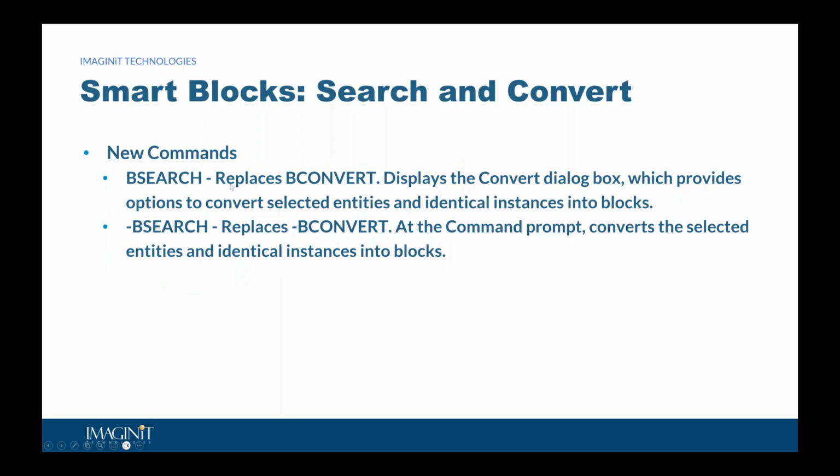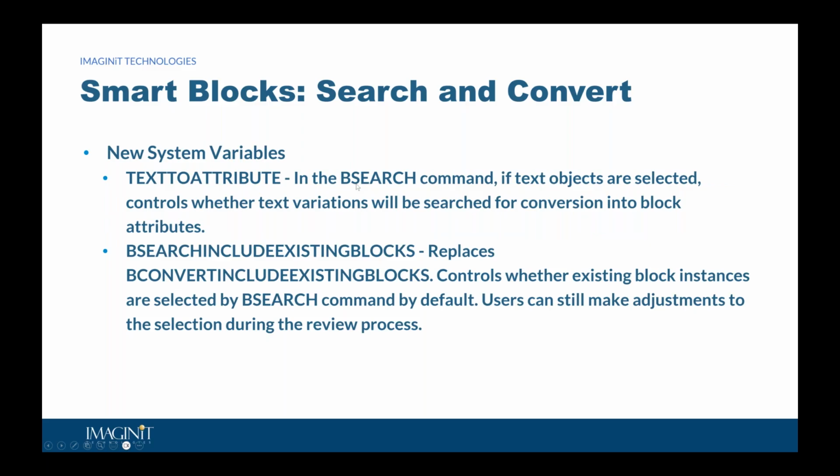New commands: bsearch now replaces bconvert, and -bsearch replaces -bconvert. That's all command prompt driven as opposed to dialog box driven. New system variables: text to attribute. In the bsearch command, if text objects are selected, it controls whether or not text variations will be searched for conversion into block attributes. The big one, bsearch include existing blocks, replaces bconvert include existing blocks. It controls whether existing block instances are selected by the bsearch command by default. Users can still make adjustments to the selection during the review process.